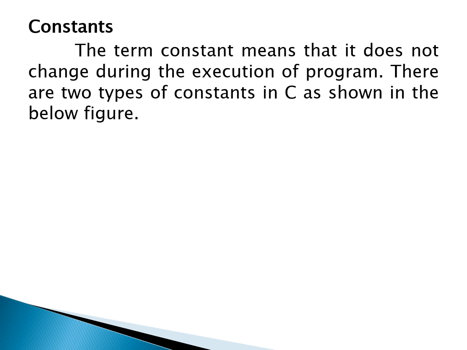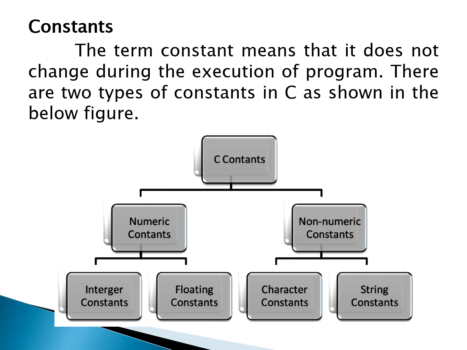Then constants. The term constant means it does not change during the execution of a program. Variables which have been declared as constants cannot be changed under any circumstances during the execution of a program. They remain the same throughout the program. There are different types of constants in the C programming language, as shown in the diagram below, categorized into two types, that is numeric constants and non-numeric constants.